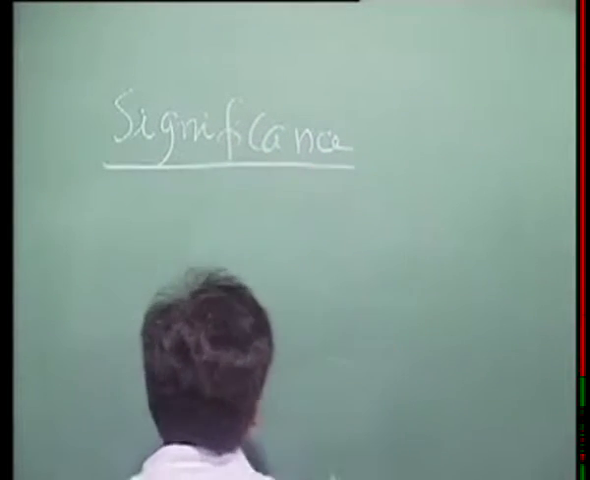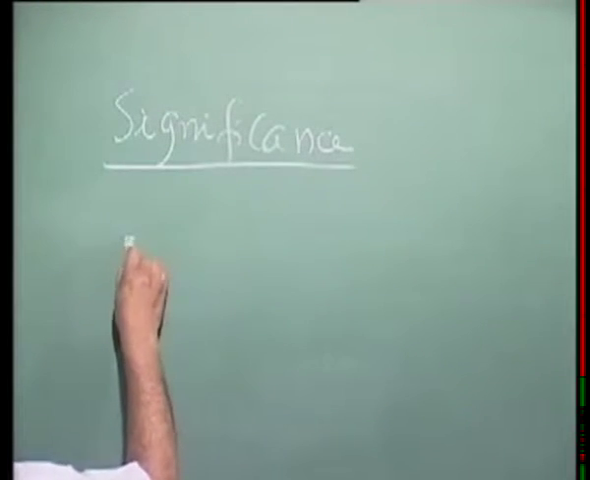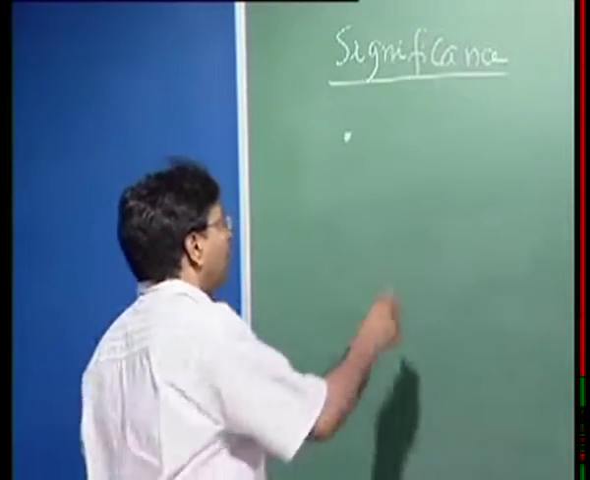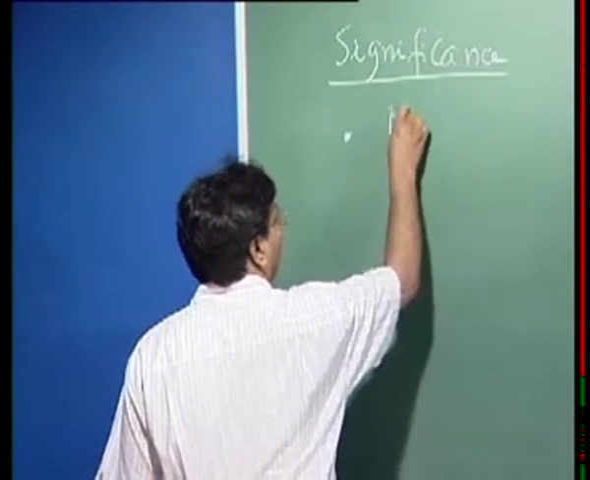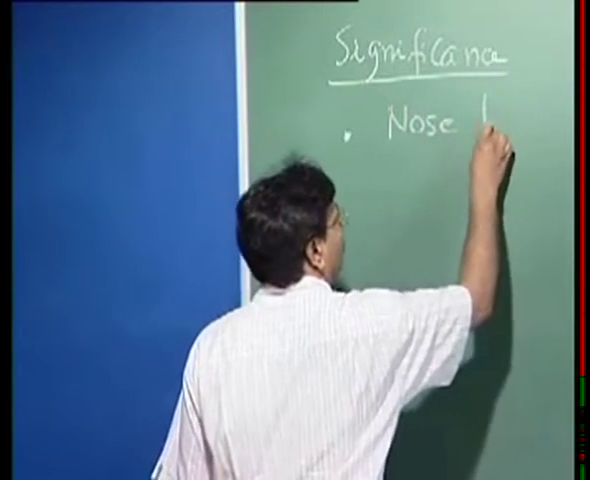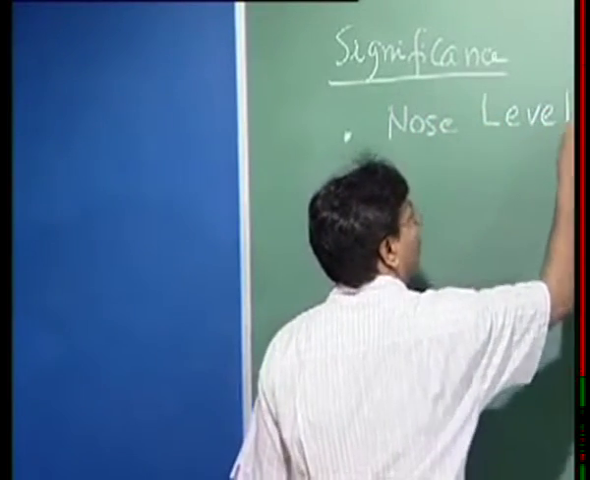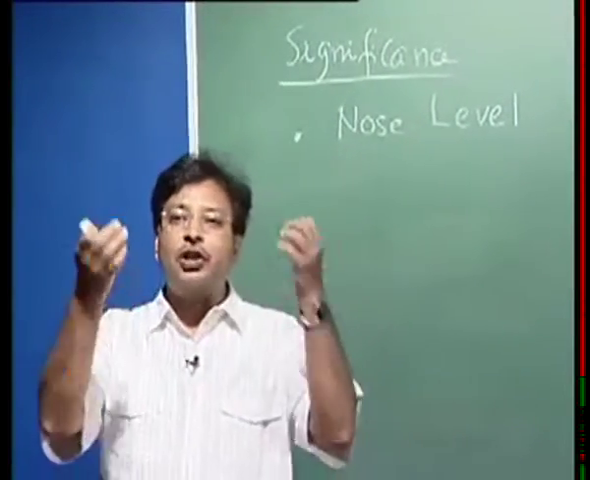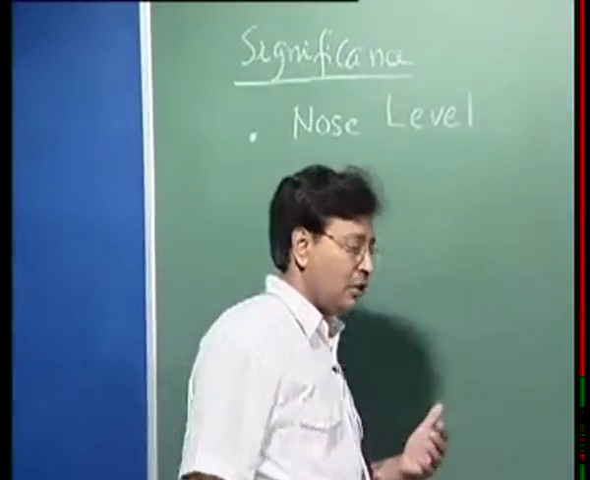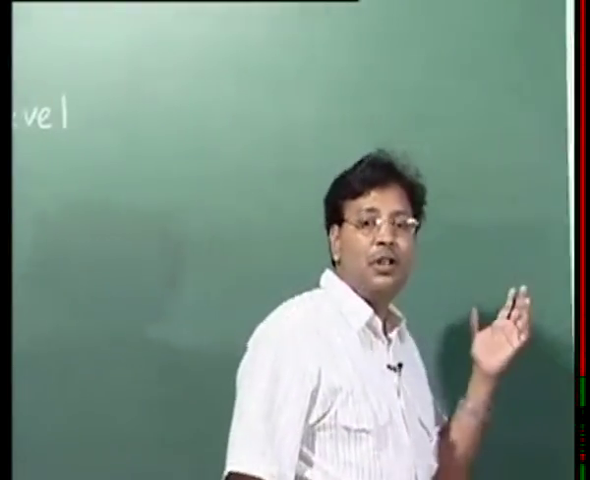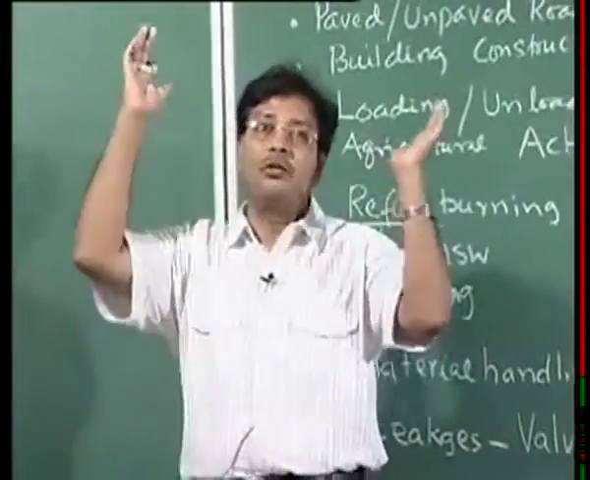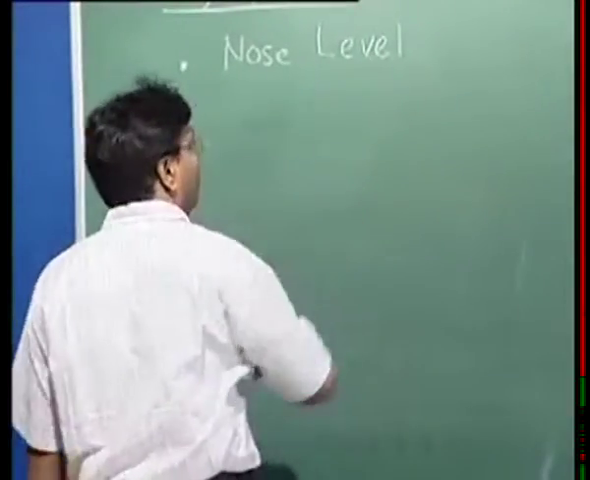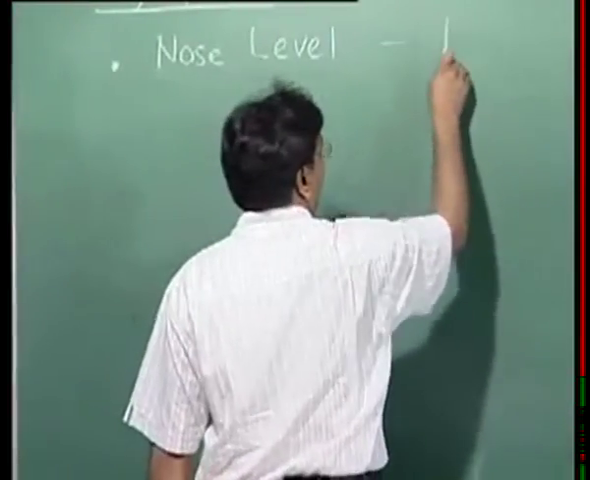Okay, one of the most important things about these sources is that most of the fugitive emissions will be at the nose level, if I can say that. Wherever you are, the emissions are at just this height, the breathing level. So you would be likely to breathe that emission much more than the emission occurring from a chimney or a tall stack. So nose level means the impact is high.